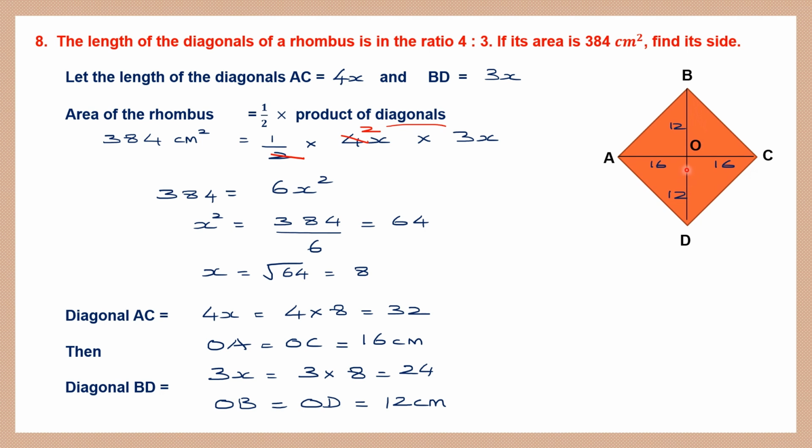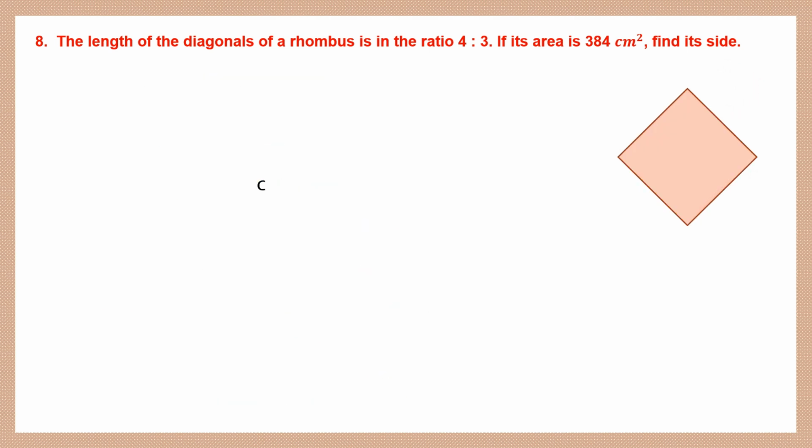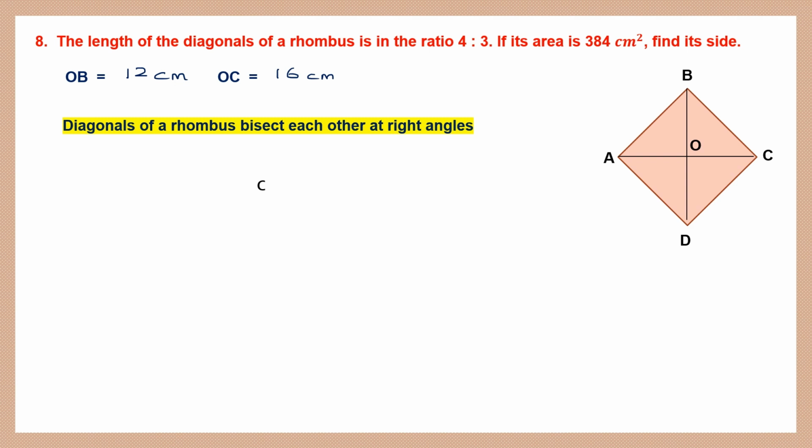Because when two diagonals bisect, a 90-degree angle is formed, so we can apply the Pythagoras theorem and find the other side, that is the hypotenuse, and that will be the side of this rhombus. So let's continue. Now here, OB we know is 12 centimeters and OC is 16 centimeters. We found this out, isn't it? So keeping that in mind, remember diagonals of a rhombus bisect each other at right angles.